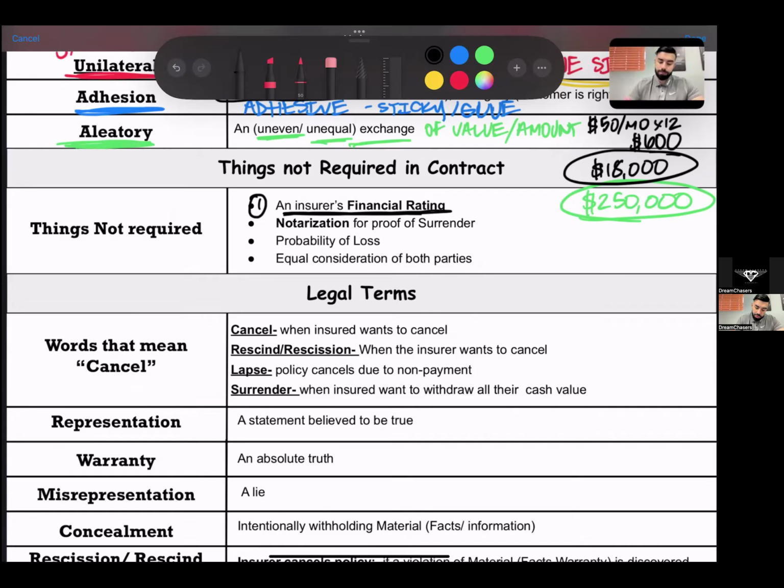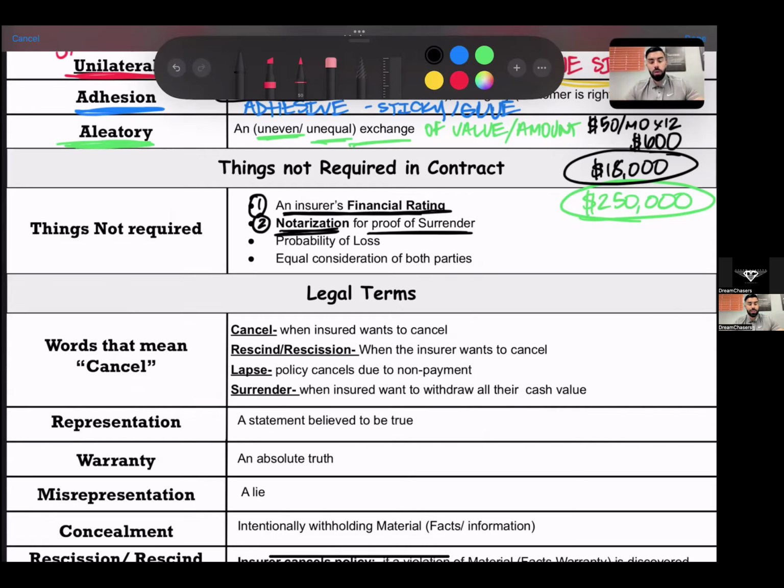Okay. Number two is that notarization for proof of surrender is not required as well. When we talk about proof of surrender, what this means is when you're going to surrender a policy. It's typically policies that have a savings with it, cash value. That's what you're surrendering. You're surrendering the policy so that you can take the cash value, the savings portion of it, which we'll get into in chapter 4. But notarization for proof of surrender is not required.